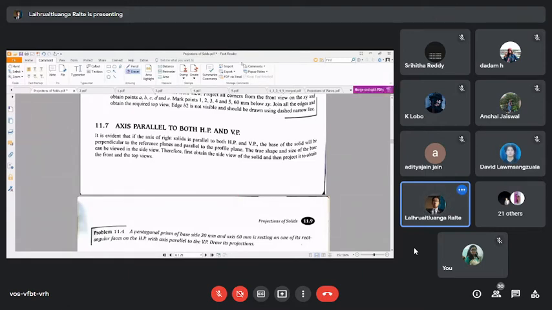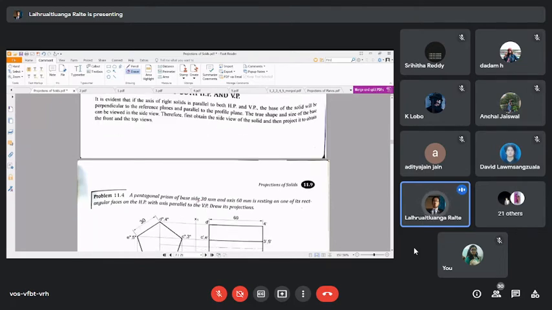All right. So in our problem, we have a pentagonal prism of base side 30 mm and axis 60 mm resting on one of its rectangular faces on the HP, meaning it's sleeping on the HP, with an axis parallel to the VP. Draw its projections. So now the question is not telling us that it is parallel to both planes, right? But as I have mentioned, as one of its rectangular faces is resting on the HP, at least a face is already parallel to the HP. The moment the axis is parallel to the VP, remember this.